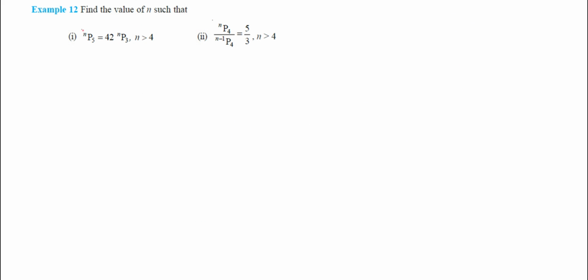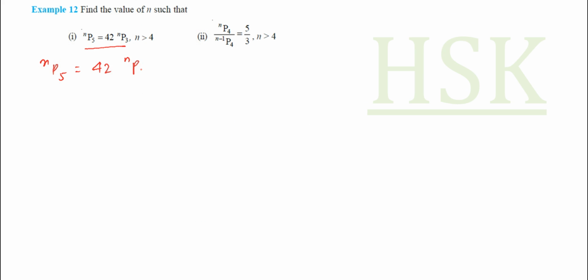Example number 12, we have to find the value of n in this equation. nP5 is equal to 42 times nP3, which is given to us. On applying the formula, this will be equal to n factorial upon n minus 5 factorial.